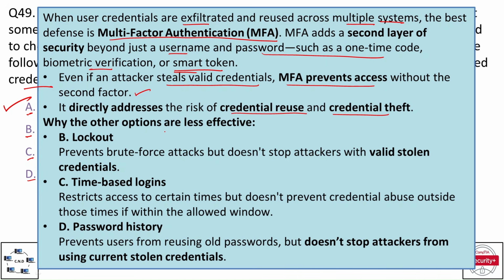Why the other options are less effective? Option B, lockout, prevents brute force attacks but does not stop attackers with valid stolen credentials. Option C, time-based logins, restrict access to certain times but does not prevent credential abuse outside those times if within allowed windows. And option D, password history, prevents users from reusing the old password but does not stop attackers from using current stolen credentials.